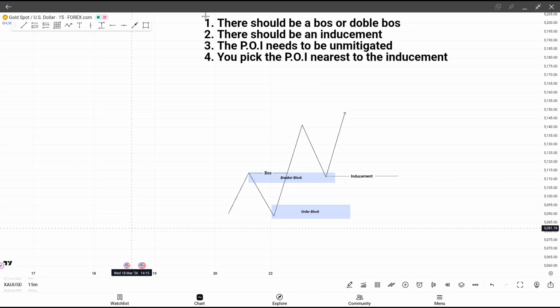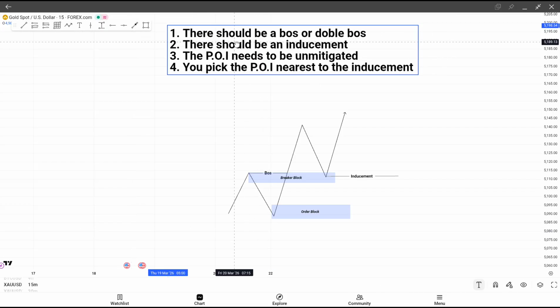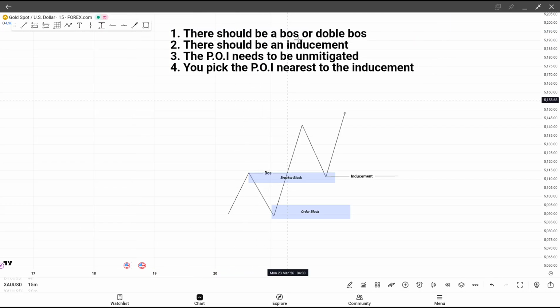The first rule says there should be what? There should be a break of a structure or a double break of a structure. And we have here a break of a structure. Okay. The second one says there should be an inducement. We have the inducement, that is the first valid pullback. Okay, there are two rules that have been met for now.